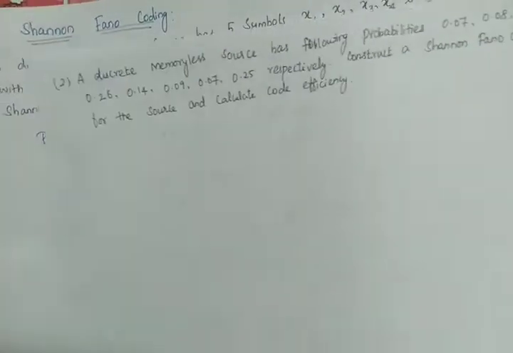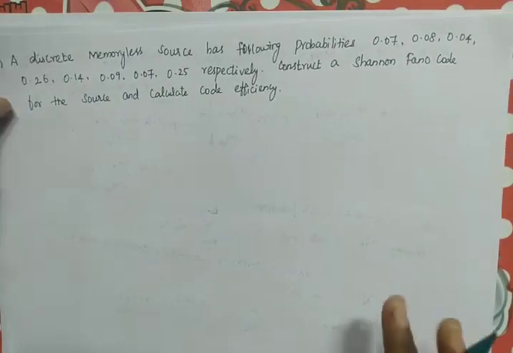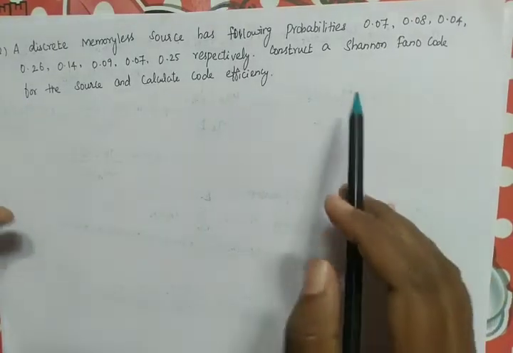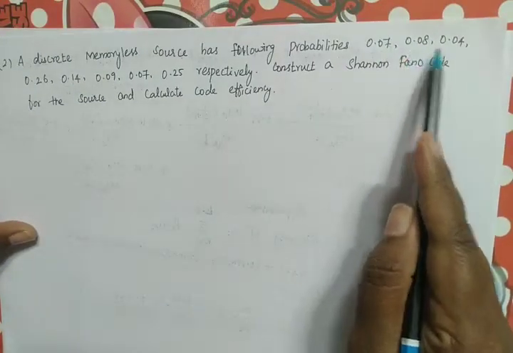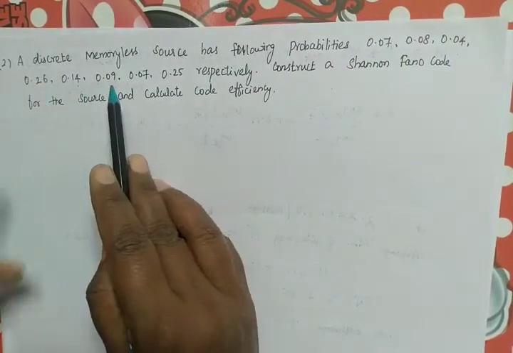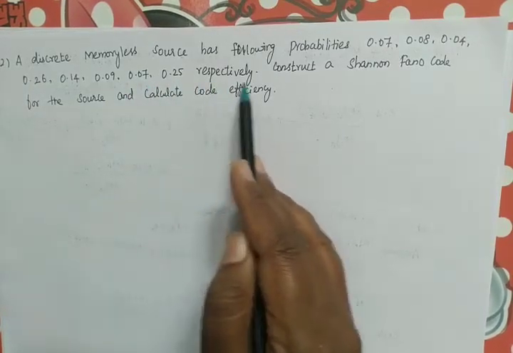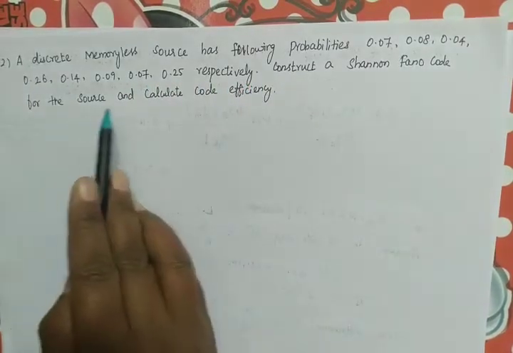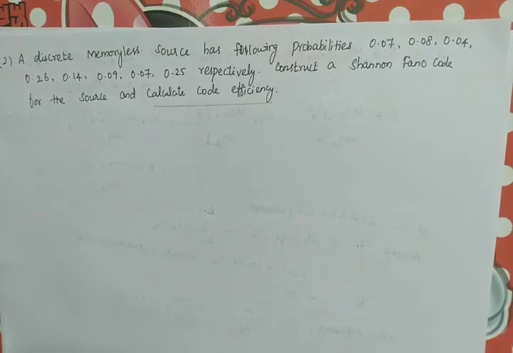Now let us move on to the next problem. A discrete memoryless source has the following probabilities: 0.07, 0.08, 0.04, 0.26, 0.14, 0.09, 0.07, 0.25 respectively. Construct a Shannon Fano code for the source. Calculate the code efficiency in the same way.